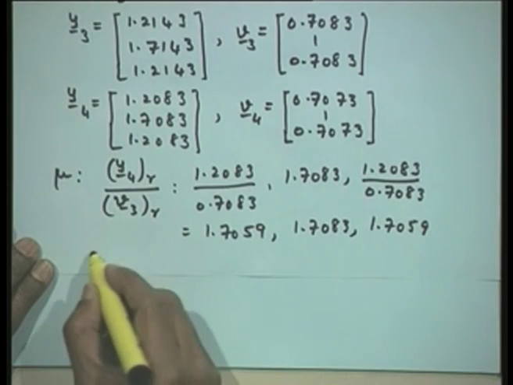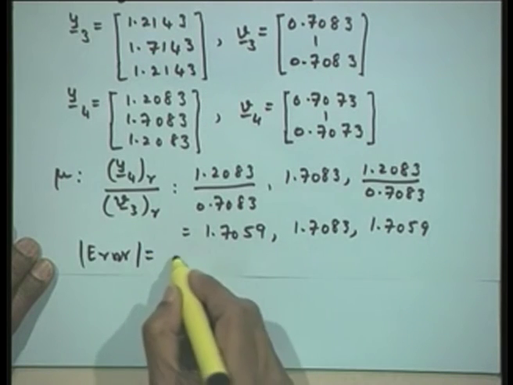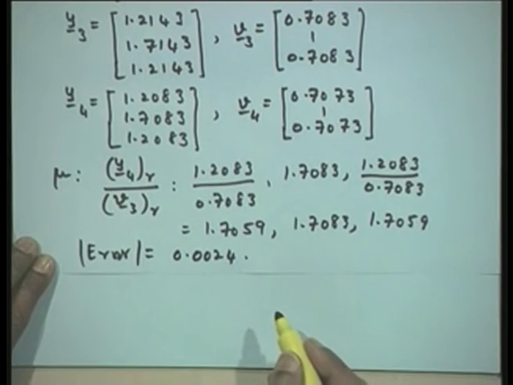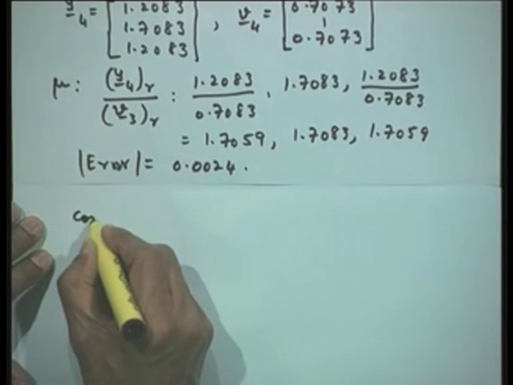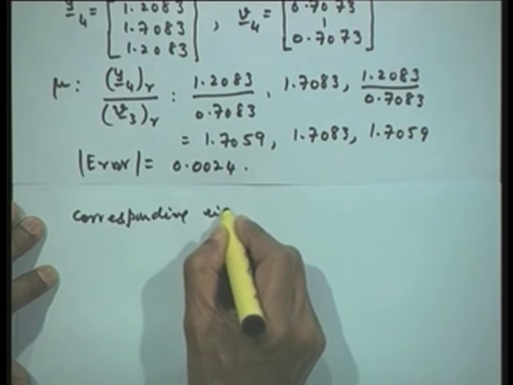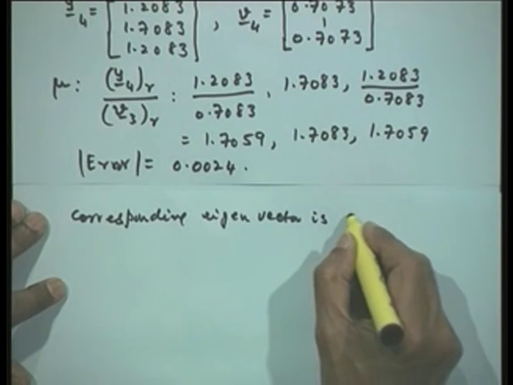Now, we can see the magnitude of the error in this case, subtract these two, is 0.024. So, the magnitude of error is 2 to 4. So, even in 4 iterations we have got the value quite accurately. And the corresponding eigenvector is V4.